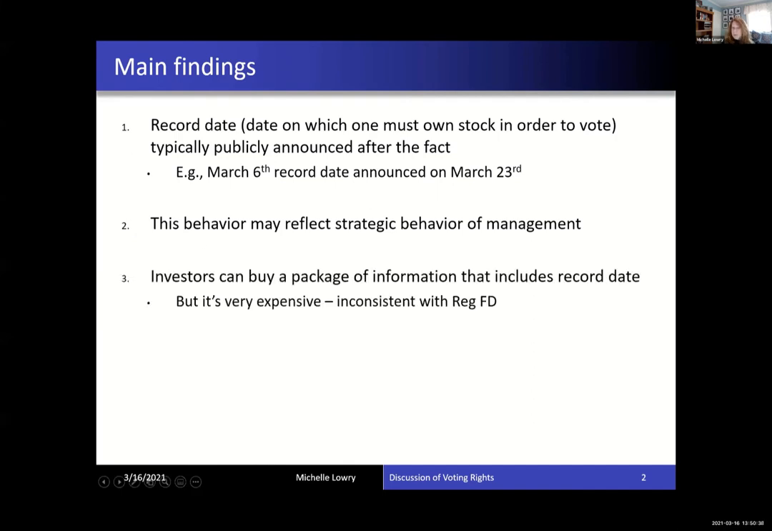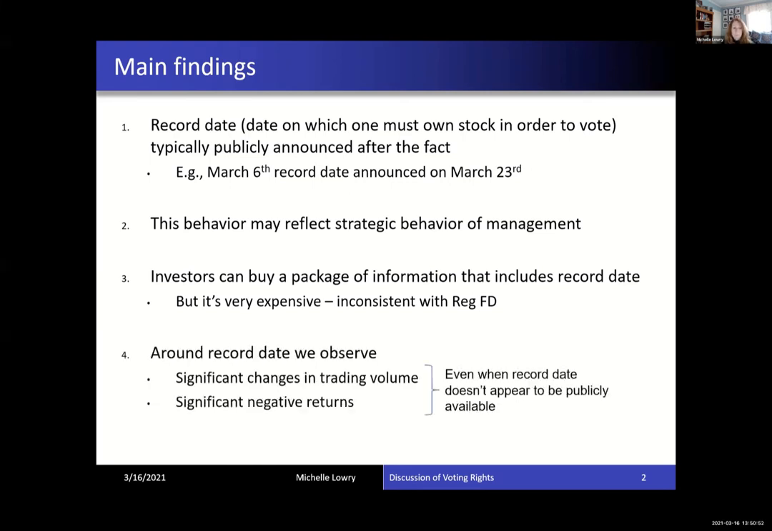Now, investors have the option to buy a package of information that includes this record date, but it's really expensive. And that's inconsistent with Reg FD, right? Why do some investors get access to information and not others? It seems like a problem. And then finally, around the record date, we observe a lot of action. We see significant changes in trading volume, and we see significant negative returns. What's puzzling is that we observe those patterns even when the record date doesn't appear to be publicly available, which seems a little bit odd. I'm going to talk a little bit more about that.